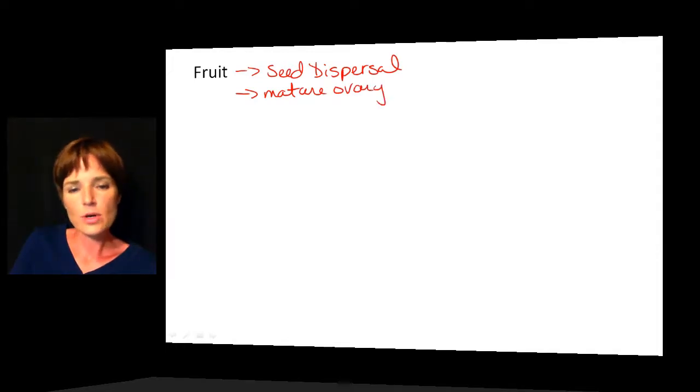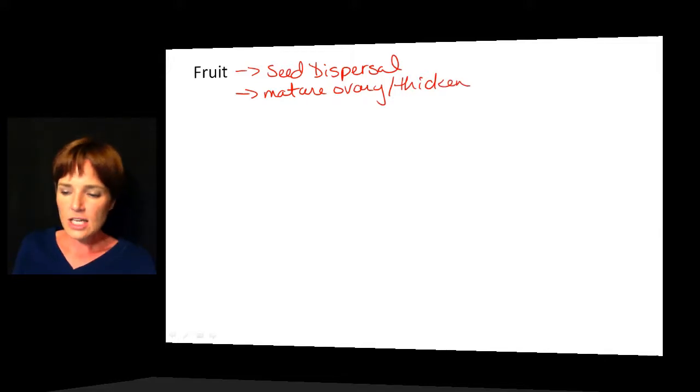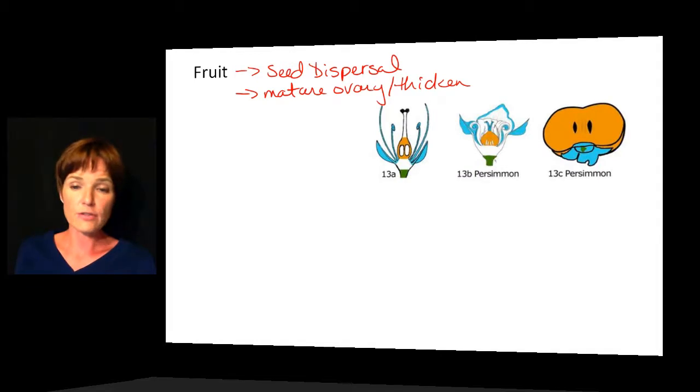And that ovary is going to basically thicken. And when it thickens, it's going to encase the seeds inside of it. So if you think about the fruits, you have this tissue on the outside, and then you have the seed buried in the middle. We can have both fleshy fruits and we can also have dry fruits.